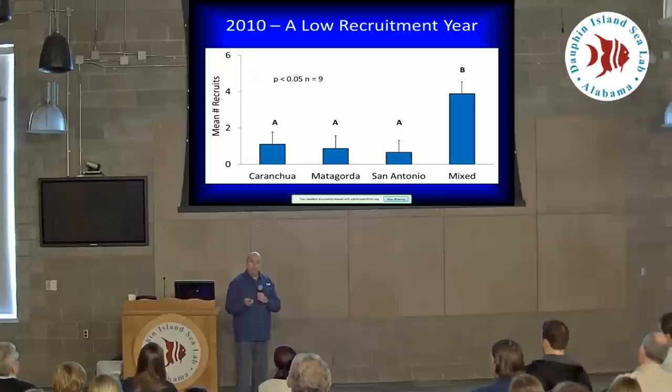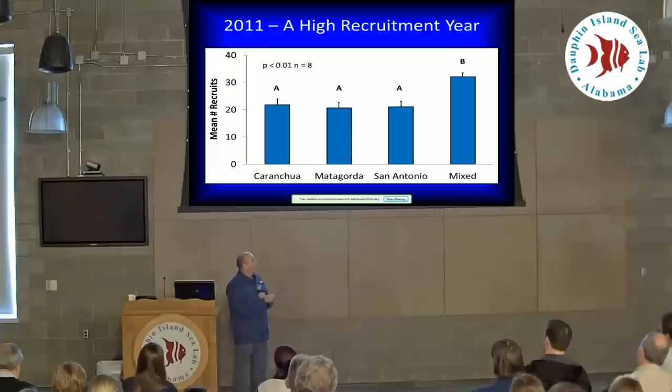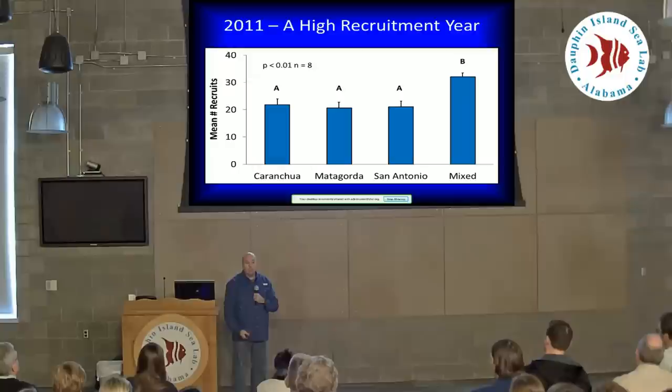So first, notice the y-axis. We got an order of magnitude more recruitment, and yet we still see the pattern of mixed treatments getting more settlement. So we know that that diverse treatment seems to work, and it seems to work across a range of conditions.